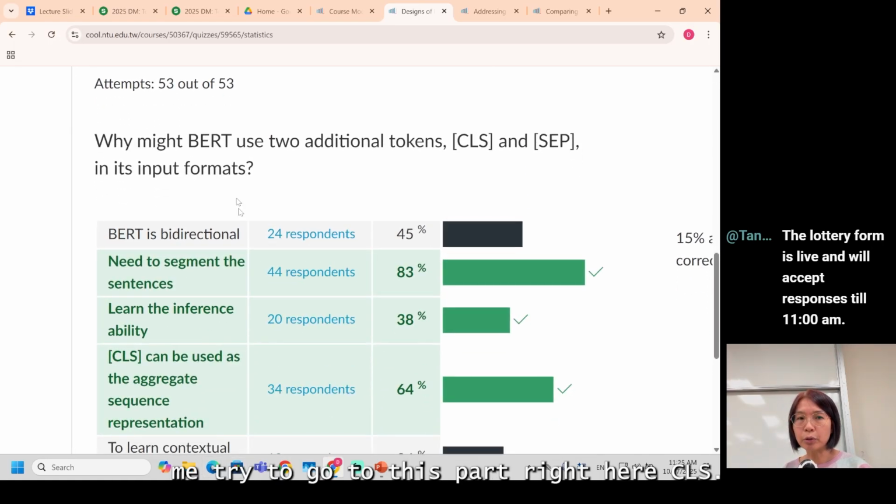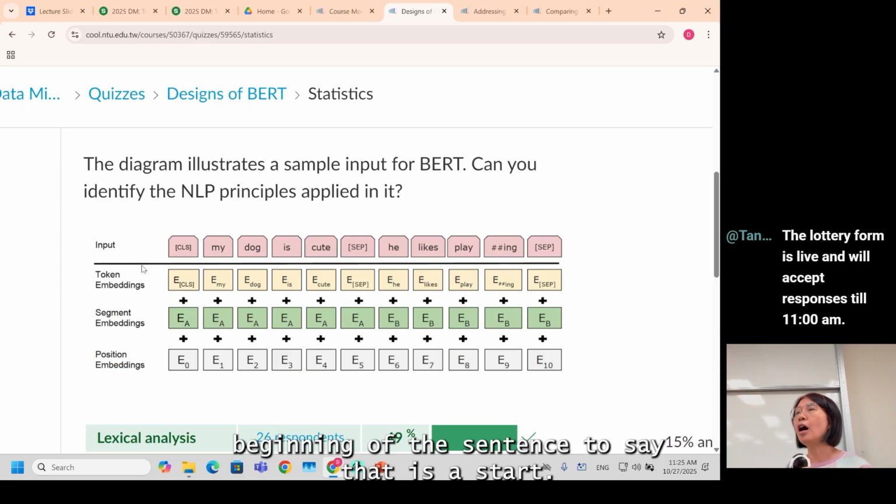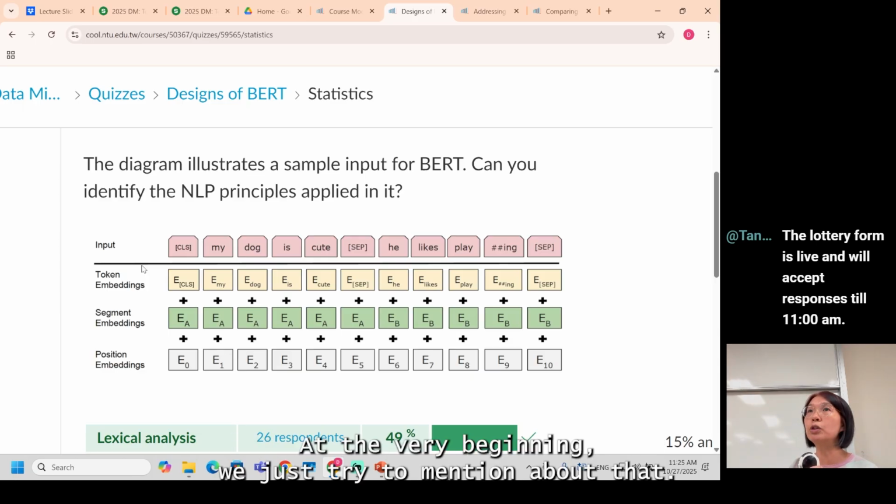CLS, let me go to this part right here. CLS right here is actually the beginning of the sentence, to say that this is a start. At the very beginning, we just mention that.